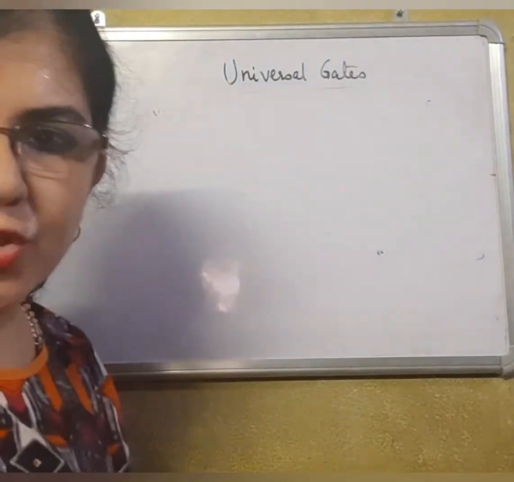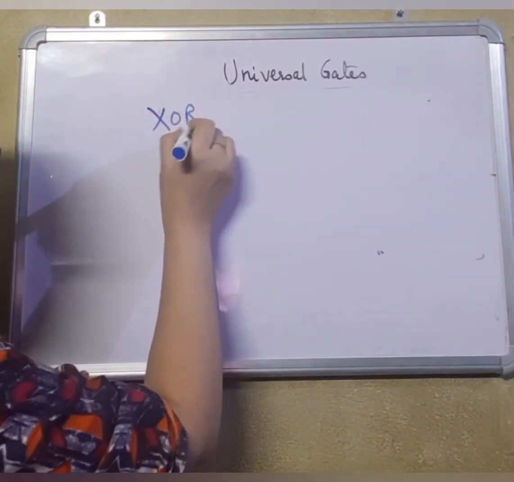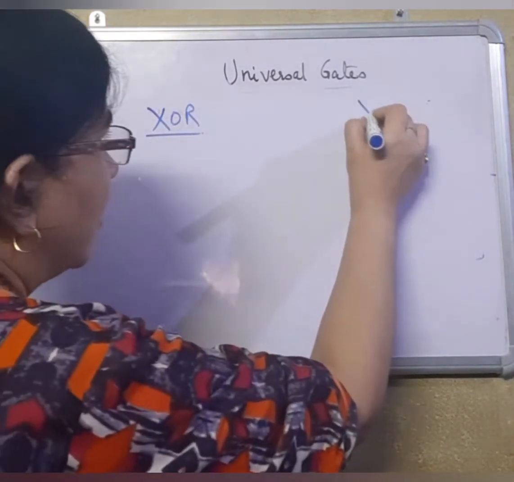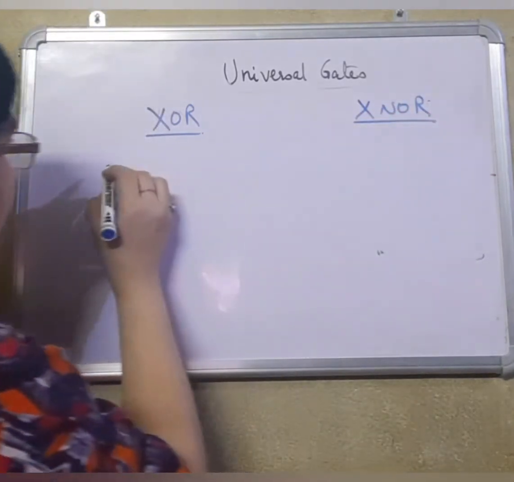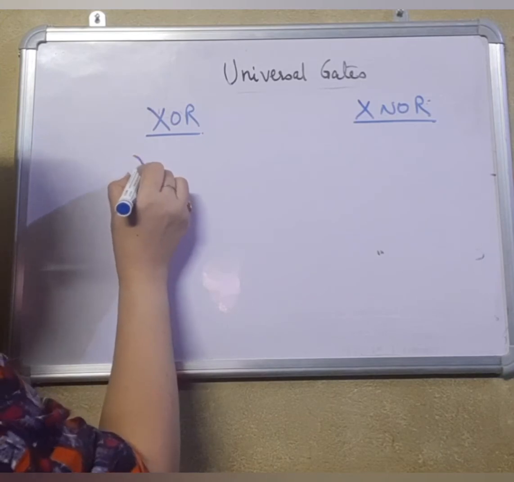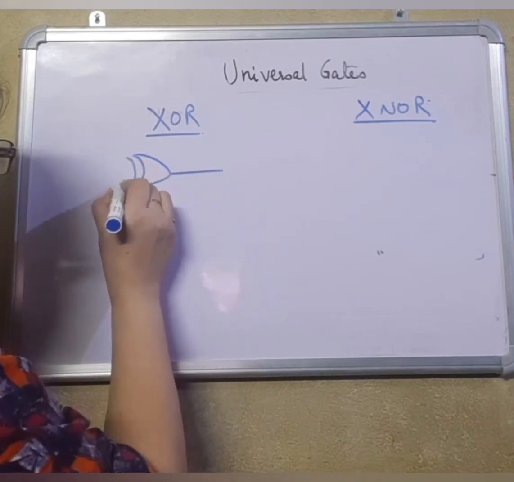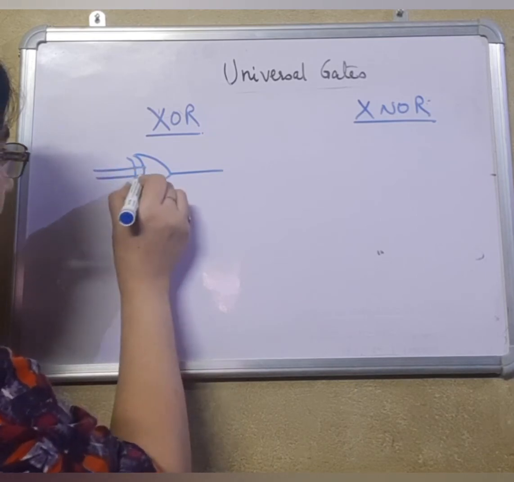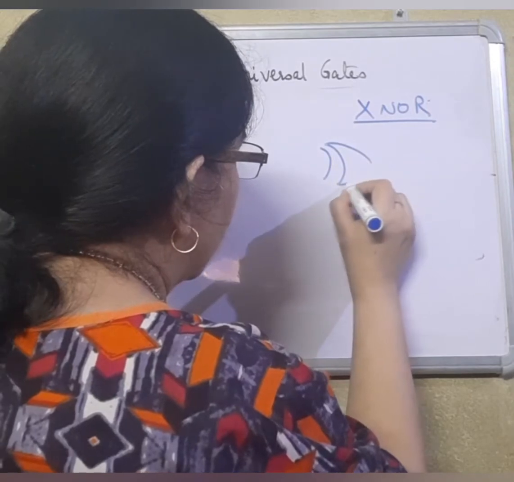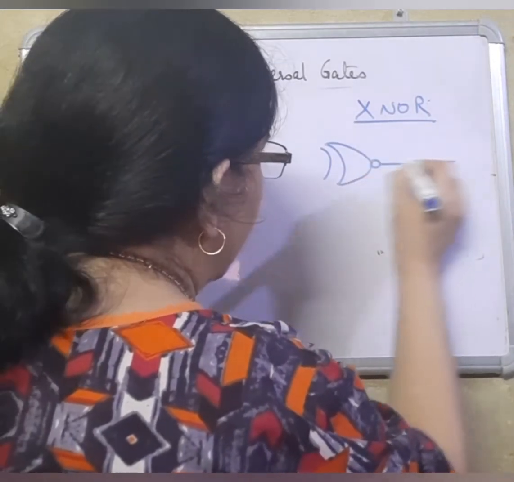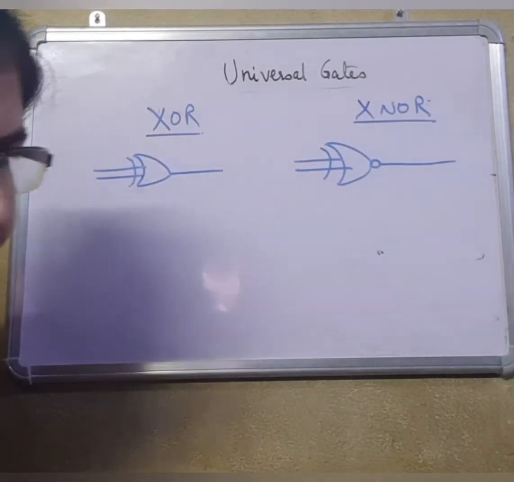See, we have got XOR gate and XNOR. XOR is known as exclusive OR. This is exclusive NOR gate. Exclusive OR gate is made this way, having an arc, and exclusive NOR is having a circle at the end to convert the output of this into an inverter.